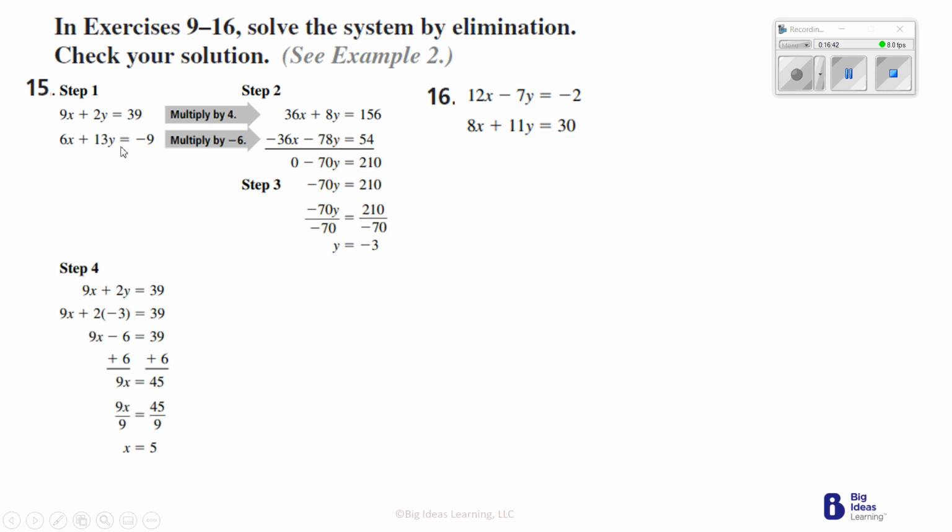I'm going to plug in negative 3 into my first equation here, and that's going to give me 9x plus 2 times negative 3, that's negative 6, and that equals 39. I'm going to add 6 to both sides to combine my like terms on opposite sides. That'll give me 9x equals 45. Then I'll divide 9 away from both sides, and that'll give me 5 for an answer. 45 divided by 9 is 5. So my solution set will be 5 and negative 3. 16 is yours to do.